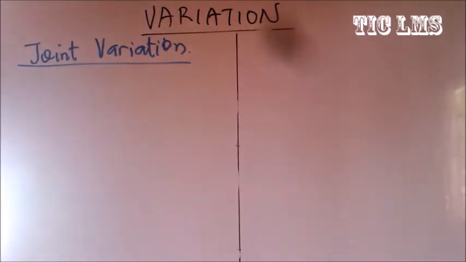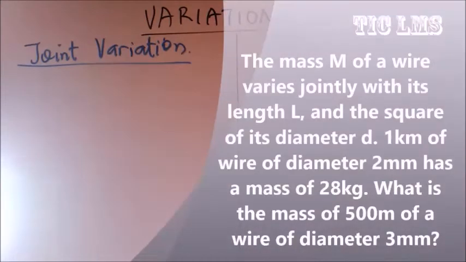So joint variation has three or more variables which are related. Let's take this example. The mass m of a wire varies jointly with its length L and the square of its diameter D. 1 kilometer of wire of diameter 2 mm has a mass of 28 kg. What is the mass of 500 meter of a wire of diameter 3 mm?